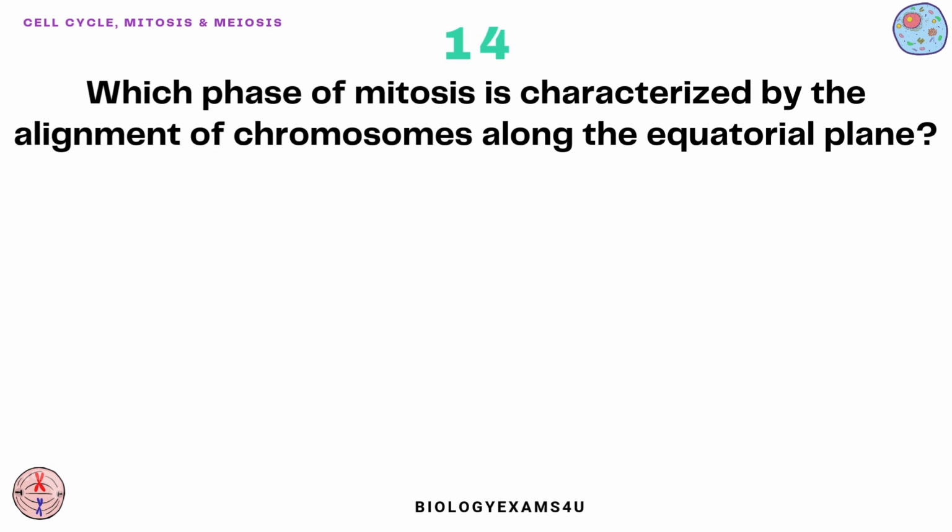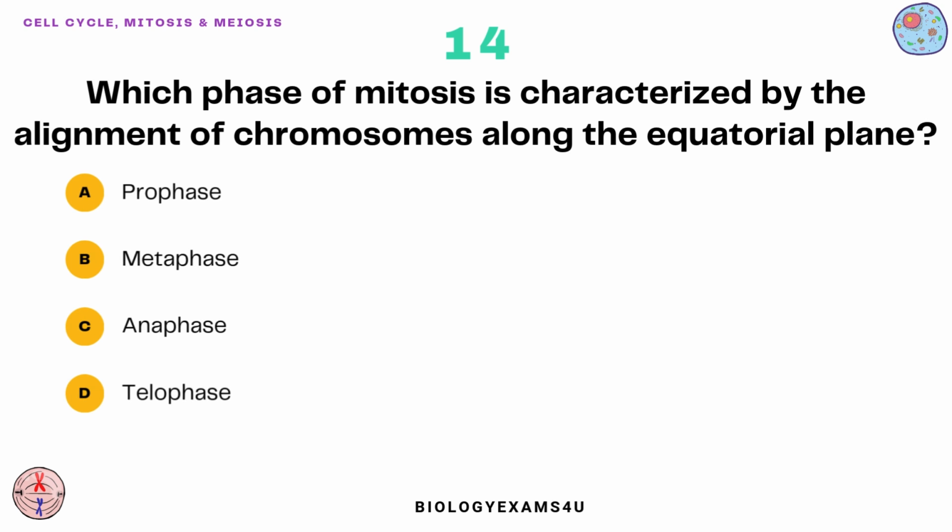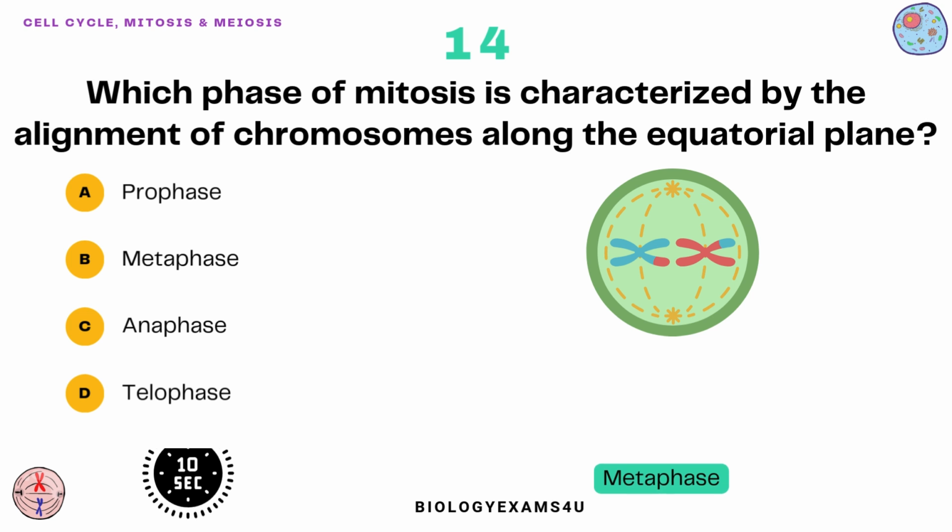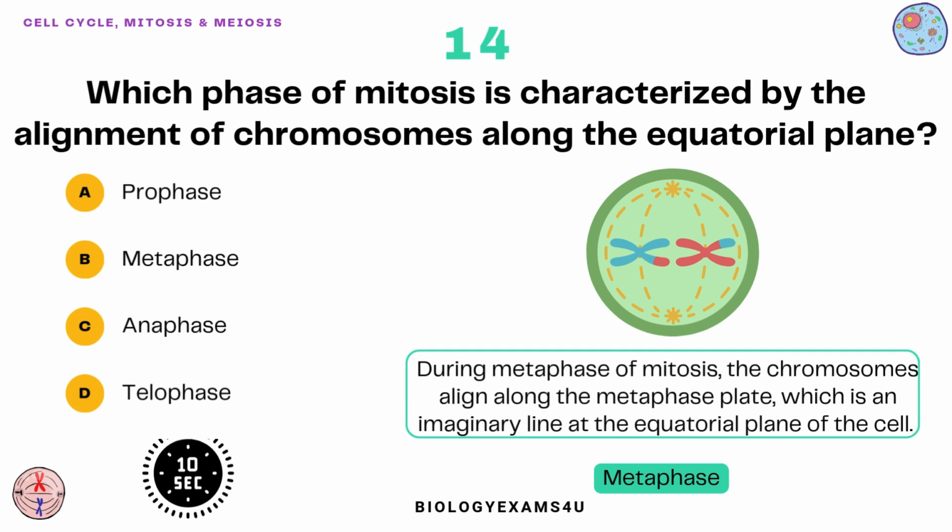Question number 14. Which phase of mitosis is characterized by the alignment of chromosomes along the equatorial plane? Options are A, prophase, B, metaphase, C, anaphase, D, telophase. The answer is metaphase. During metaphase of mitosis, the chromosomes align along the metaphase plate, which is an imaginary line at the equatorial plane of the cell, as you see here.